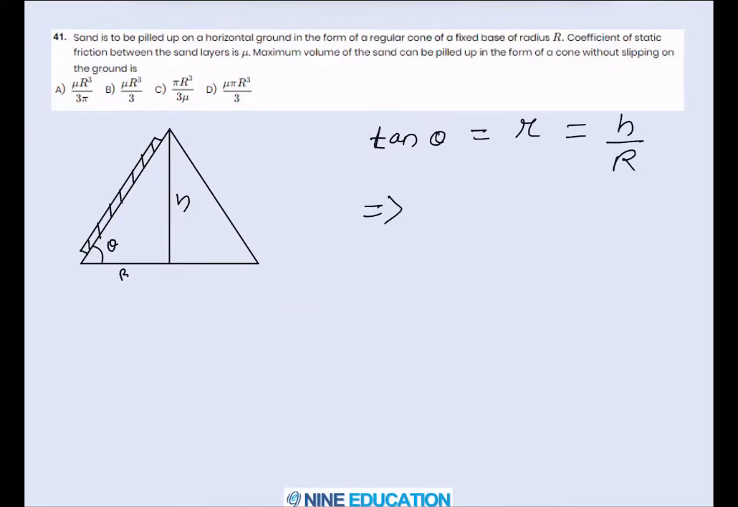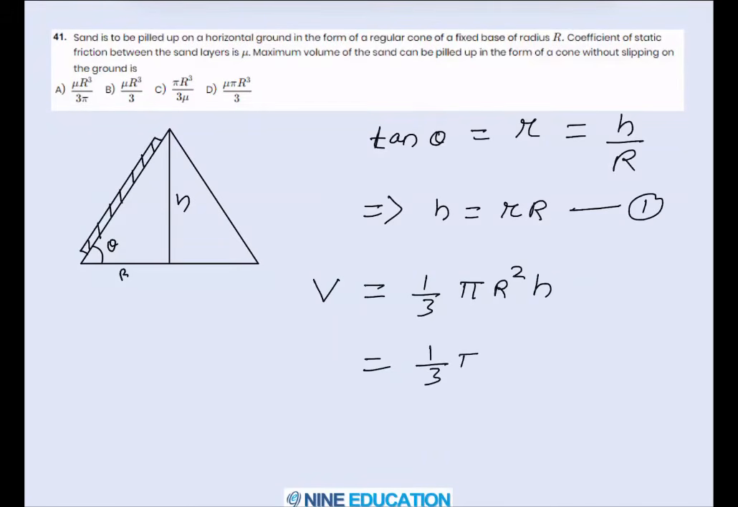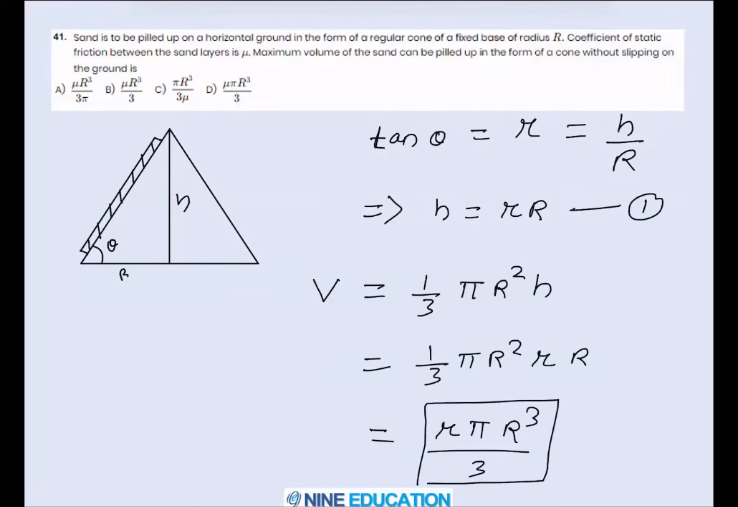Okay. And from this, what will be the value of H? Mu into R. Now, what do you think the volume of a cone formula is? It is 1 by 3 pi r square into H, right? But we just found out that the value of H is mu into R. So this will become 1 by 3 pi r square into mu into R, or we can simply write it down as mu pi r cube by 3. So what is the answer? The answer is option D.